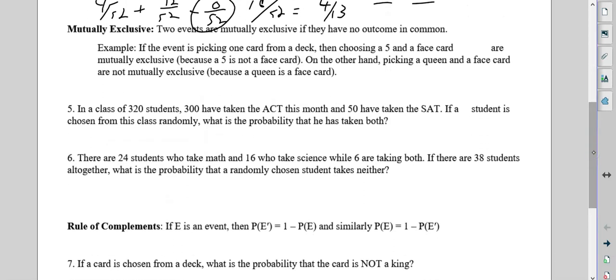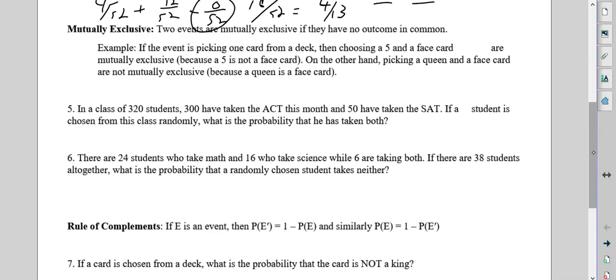All right, mutually exclusive. So in the event of picking one card from a deck, choosing a 5 and a face card are mutually exclusive because there is no 5 that's not a face card. On the other hand, picking a queen and a face card are not mutually exclusive because a queen is a face card. Okay, so if you're a 5, you can't be a face card, and vice versa.